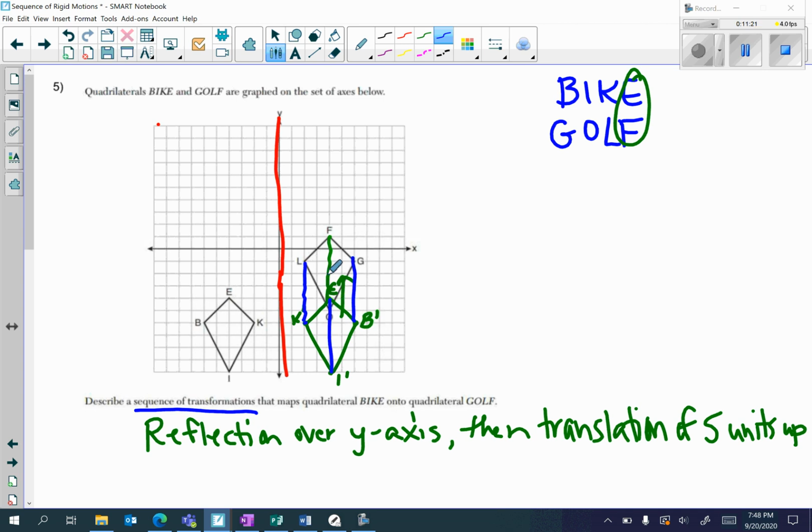So we have a reflection over the y-axis, then a translation of 5 units up. We can rewrite it as a little r, which represents reflection, then a translation of 0 units to the left or right, and 5 units up.